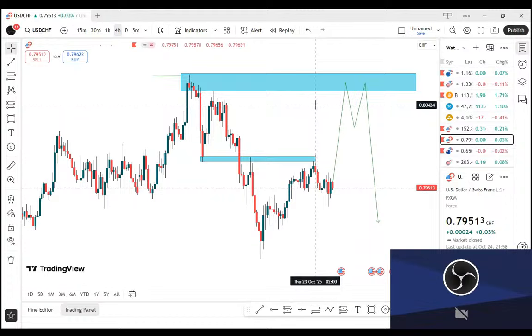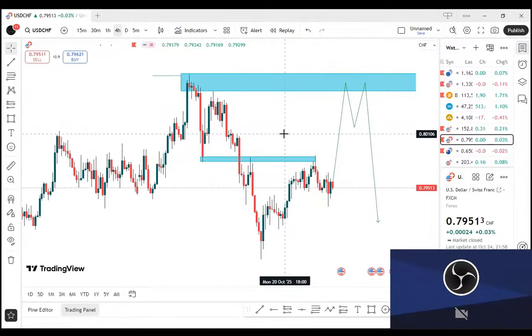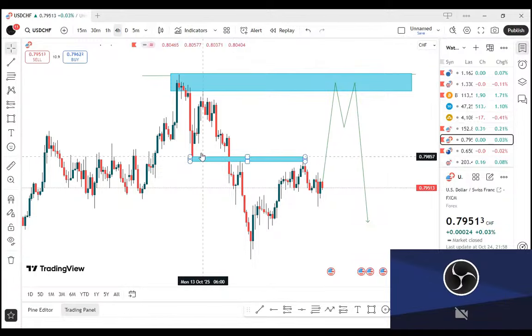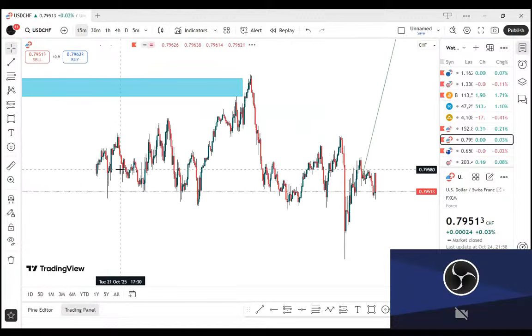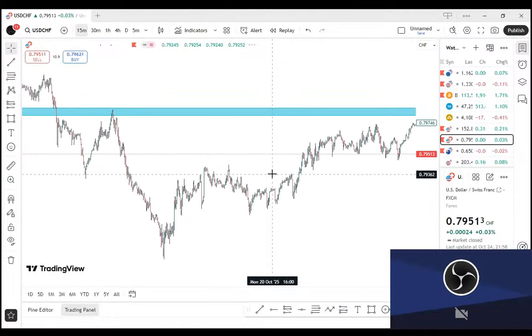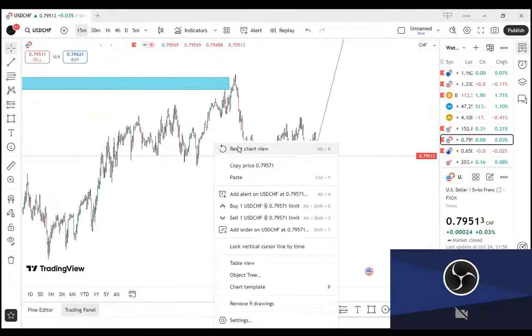He says, how can we know the minor pullbacks? So these are minor pullbacks. All these pullbacks, minor pullbacks, you can enter them on the lower time frame. If you capture this pullback early, you go down to your lower time frame, like your 15 minutes time frame, you can capture the move massively. You can see even that small move that happened on the 4 hours time frame.